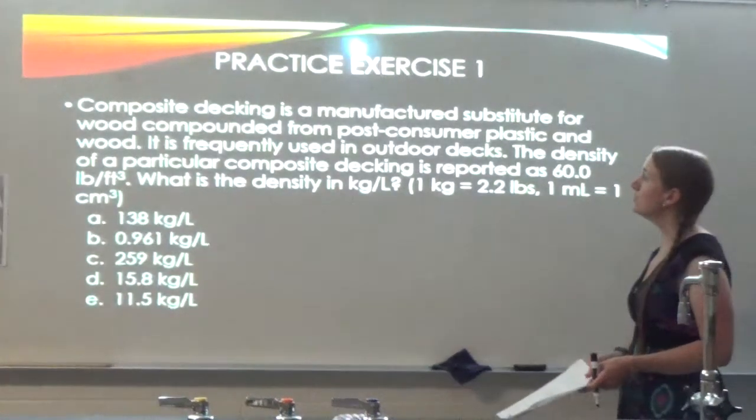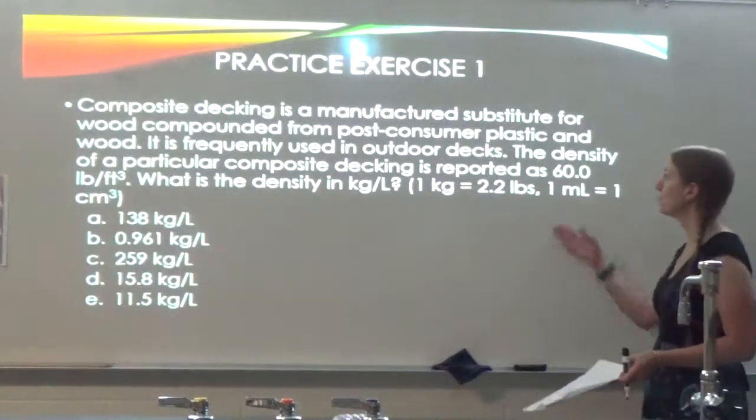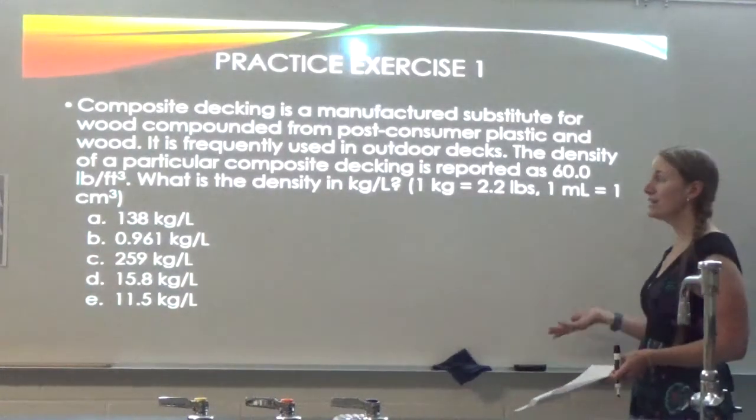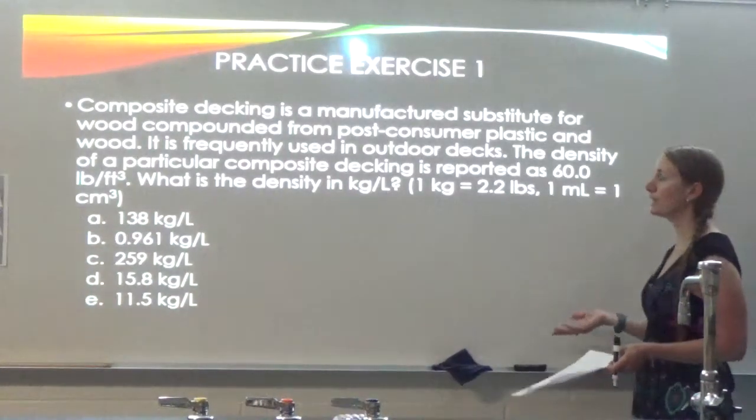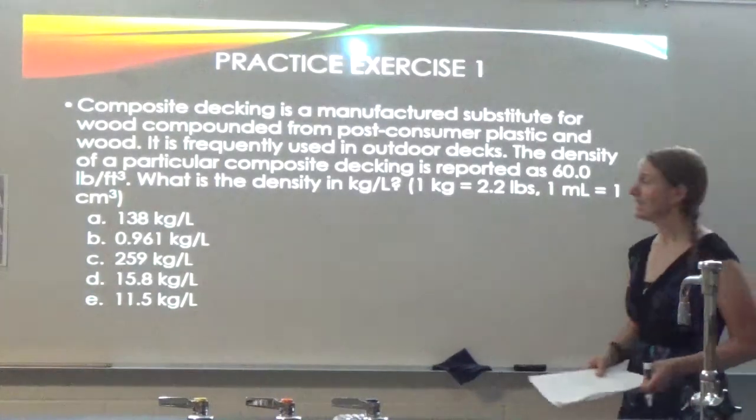It is frequently used in outdoor decks. The density of a particular composite decking is reported as 60 pounds per feet cubed. What is the density in kilograms per liter? And they gave me some conversion factors right here. All right, so let's go.